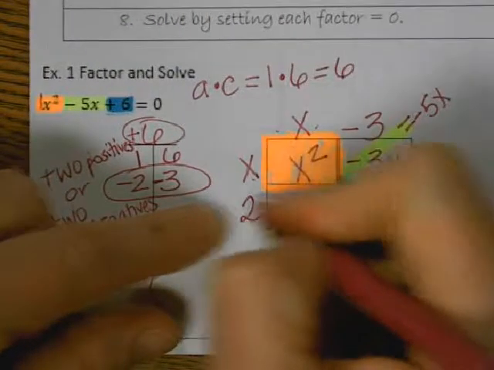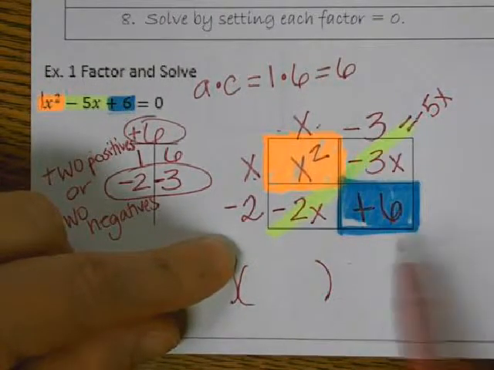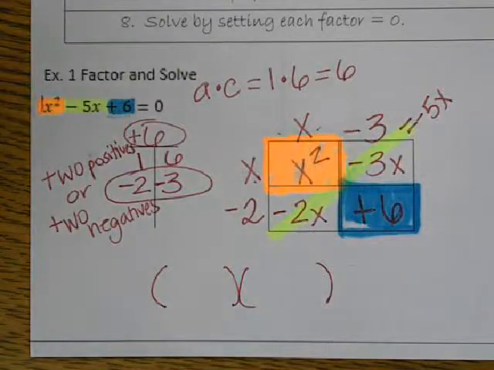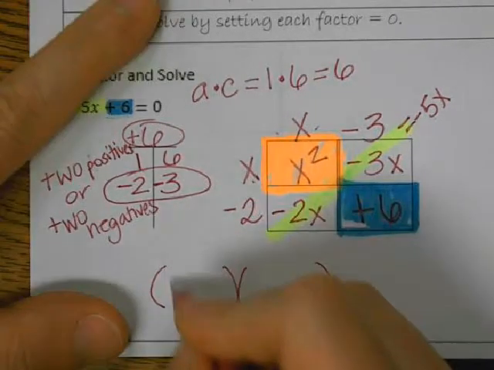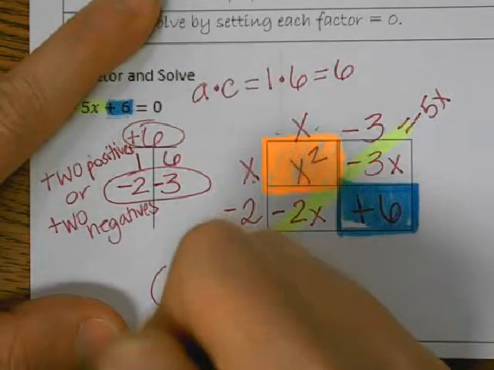So I would say it's 2, and it has to be negative. Negative 2 times negative 3 gets you positive 6. And then you just take the numbers on the outsides and you write them in your parentheses. So x minus 2 and x minus 3.